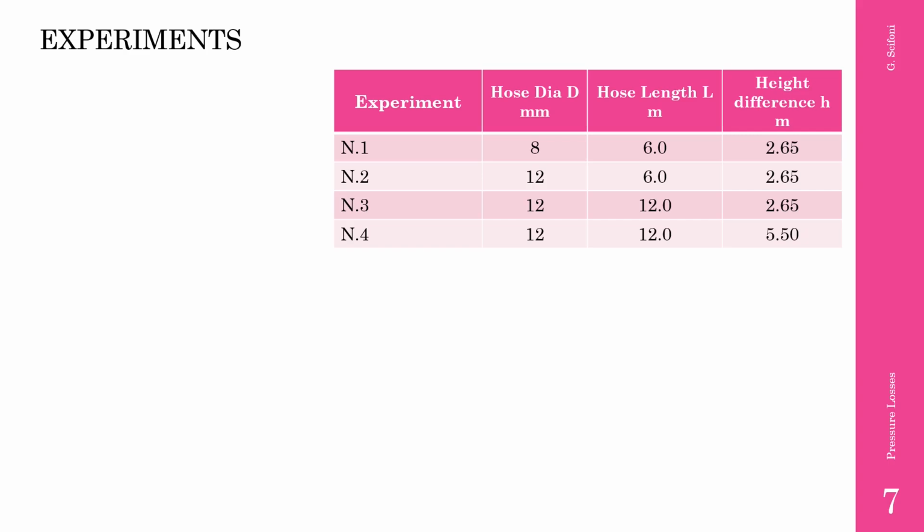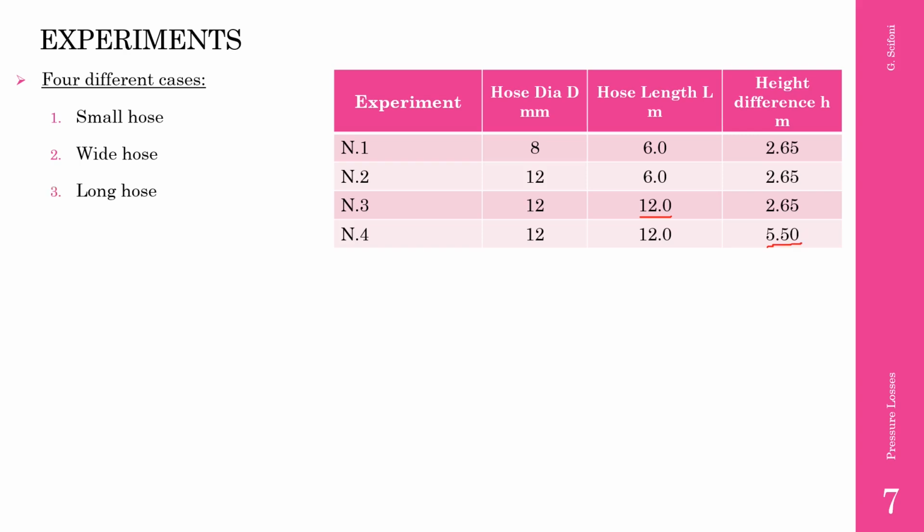We need now to confirm the theoretical results by means of the trials. As already introduced at slide number 3, we will run 4 different trials whose details are listed in the table aside. In the first trial, we use an 8 mm hose having a length of 6 meters. In the second one, a 12 mm hose with the same length. In the third trial, we adopt the same diameter but double length, 12 meters. And the fourth one, same diameter and length but a higher difference in height, almost the double.